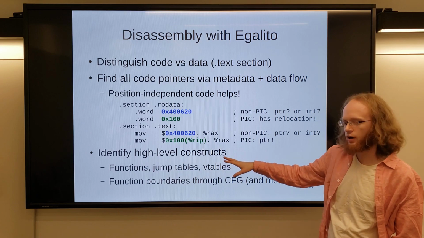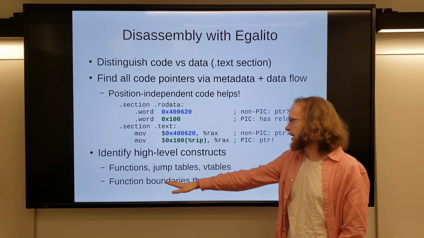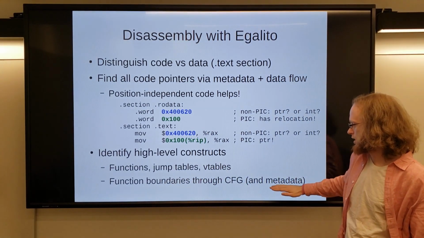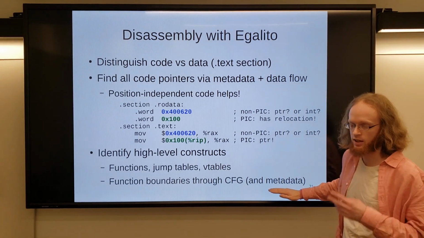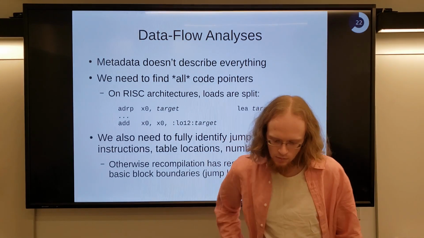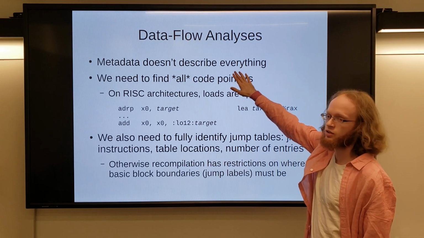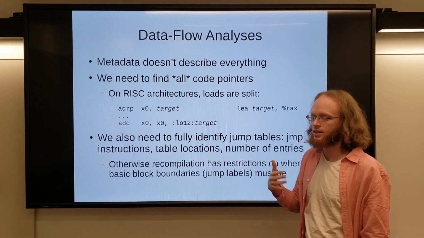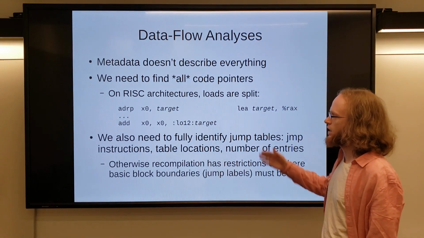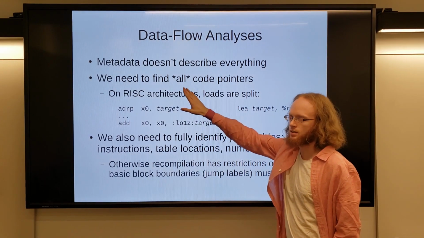Finally, we're going to try to identify all high-level constructs, like functions, jump tables, vtables, and so on. Function boundaries we find through the control flow graph, and we use the exception unwind metadata that I mentioned at the beginning, if it's present. We do rely on a lot of data flow analyses because the metadata doesn't describe everything. The metadata wasn't designed to make binary analysis simpler. That's just a good side effect. It was designed for other purposes. And because we need to find all code pointers, sometimes it's not complete.